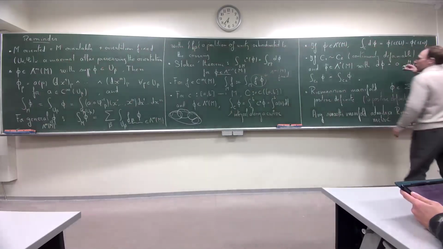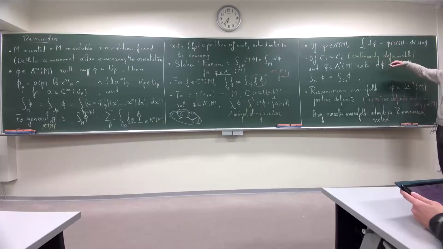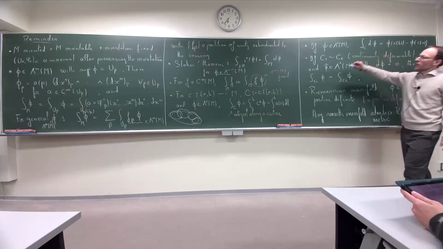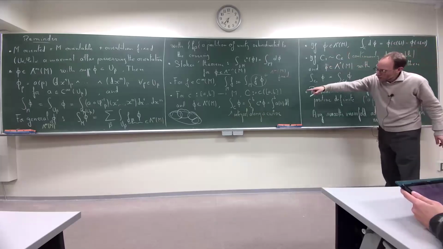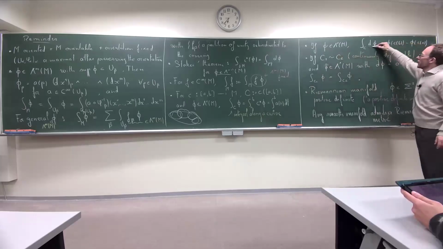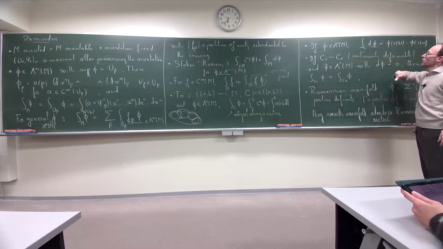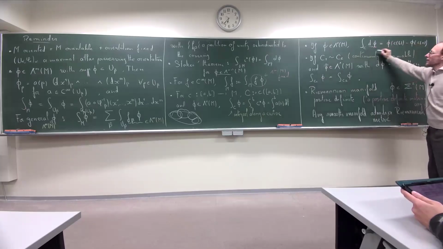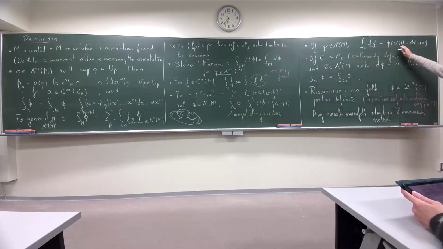Okay, now I want to state two properties of these integrals. If the one form is in fact obtained as a D of a zero form, because the D of a zero form is a one form, it turned out that this integral is just the evaluation of phi at the endpoint of the curve minus phi evaluated at the initial point of the curve.